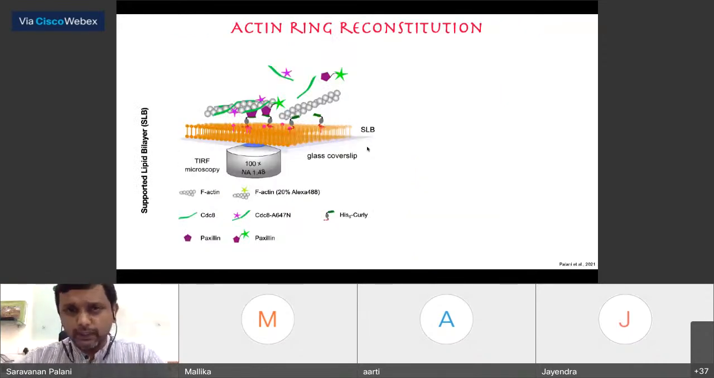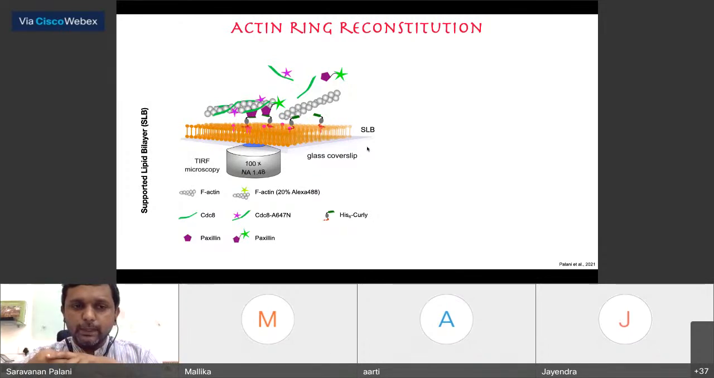So in this aspect, we were looking at it. We've taken a different approach, not imaging on a cover slip with a TIRF microscope, but using a supported bilayer system. The supported bilayer system is also used by many biophysicists to study myosin-dependent constrictions, pulling actin filaments and studying membranes and so on.